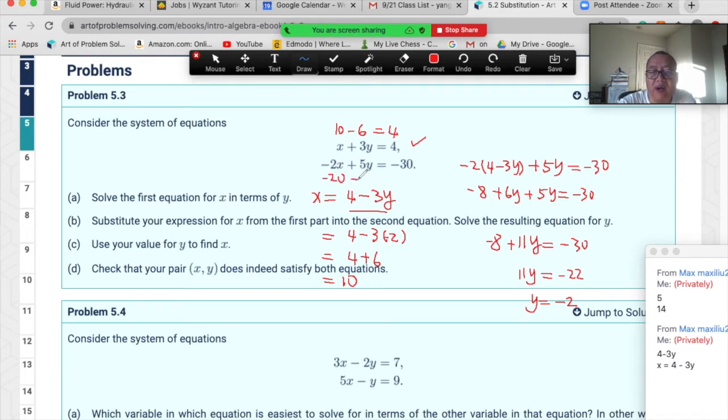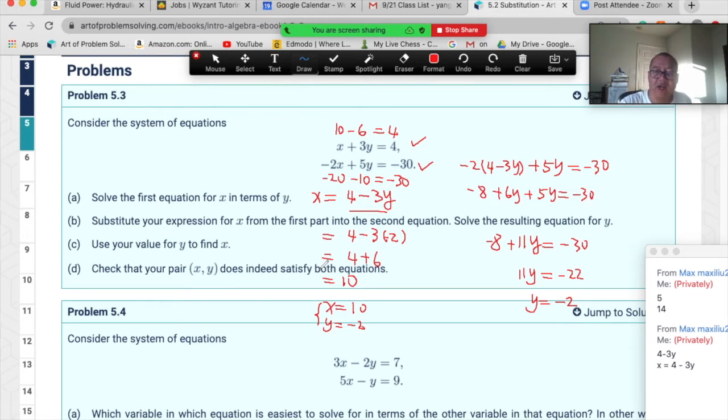5y, so -10. This one equals -30. So that means this one is also correct. So this way, we get the solution: x equals 10, y equals -2. It's a solution for this equation, right? See here, you don't need to try anymore, okay? You don't need to guess.